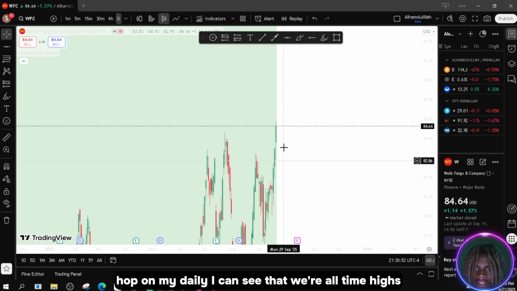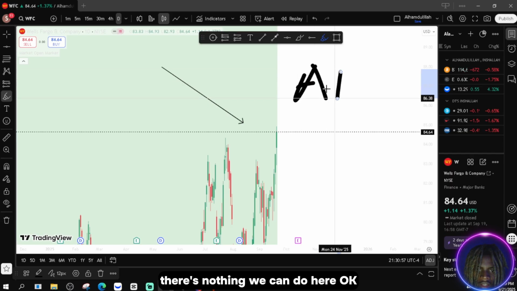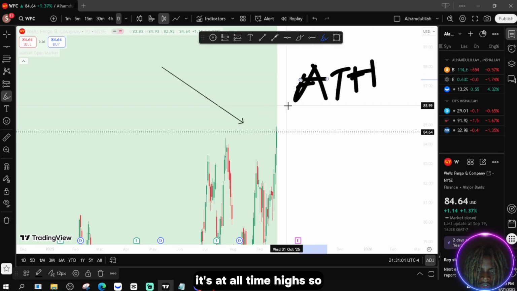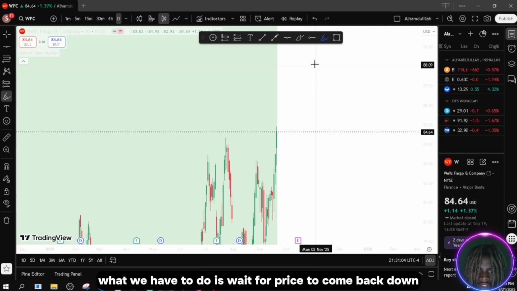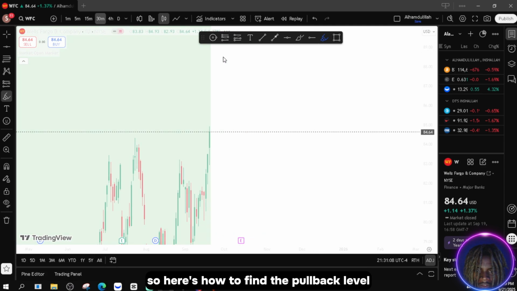Hop on my daily. I can see that we're at all-time highs. We can't touch this. Okay, there's nothing we can do here. Personally, right now, we can't trade a resistance breakout. It's at all-time highs. So what we have to do is wait for price to come back down so we can buy it back up. So here's how to find the pullback level.